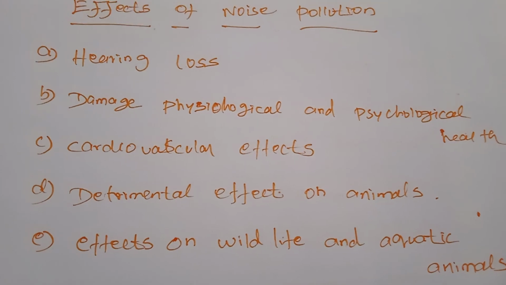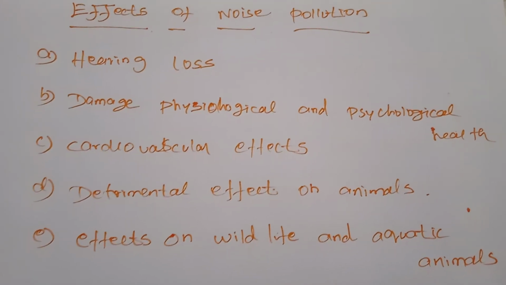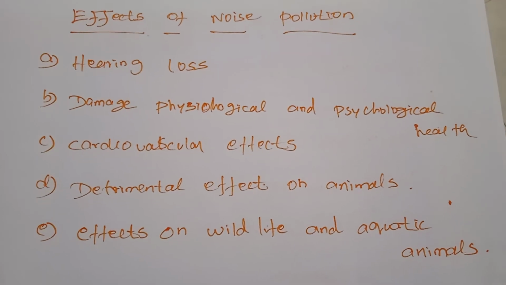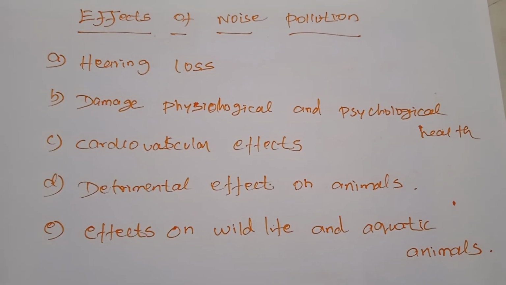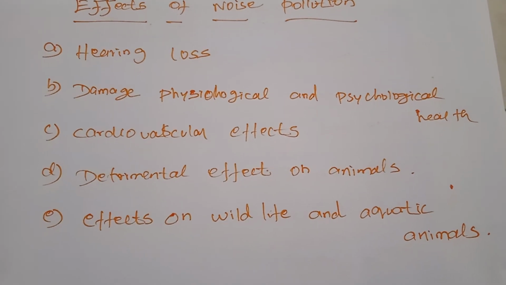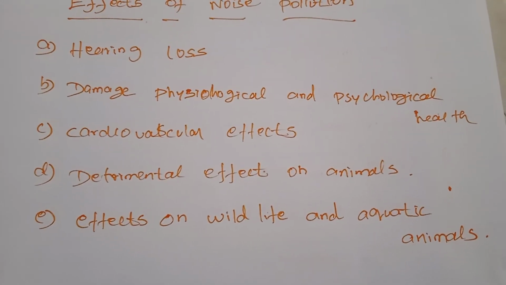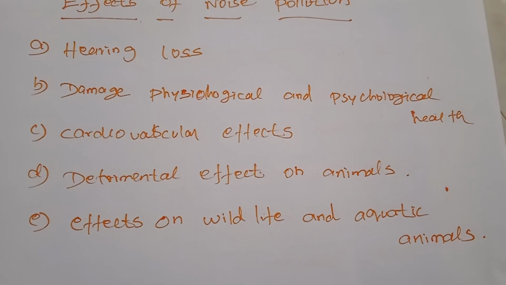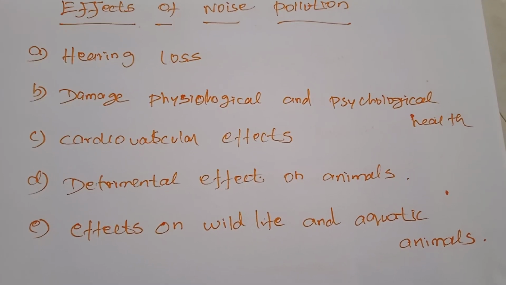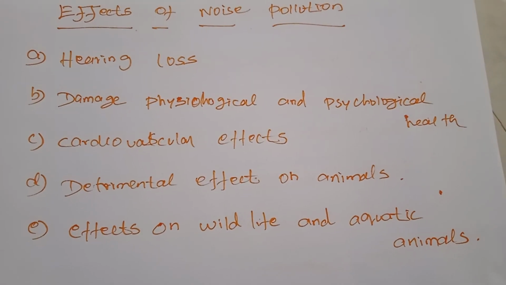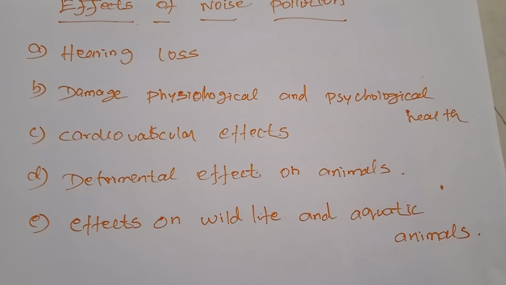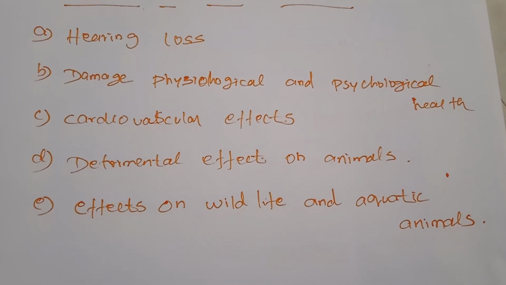So what are the remedial measures to control noise pollution? First, the use of noise barriers. People must use noise barriers near industrial areas and at the outdoors of our homes. Next, traffic control. If we have good traffic control, we can be protected from traffic sound.